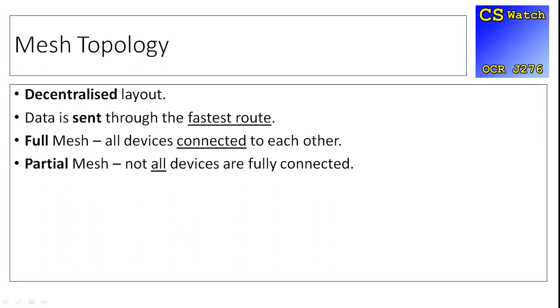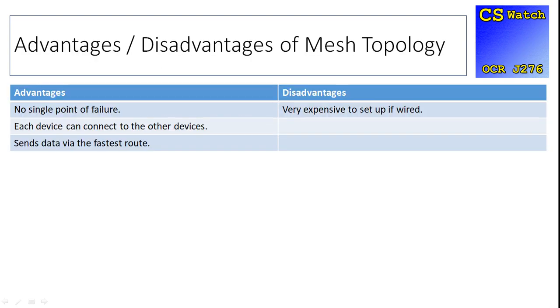There's also a partial mesh where not all devices are fully connected, so there might be a couple of standalone ones on the outside and then other ones fully connected. So those are the two differences: full mesh, all connected; partial mesh, not all connected. But the main thing is to remember decentralized layout. There isn't a central server in the middle, and data gets sent through the network at the fastest route it can. Advantages and disadvantages.